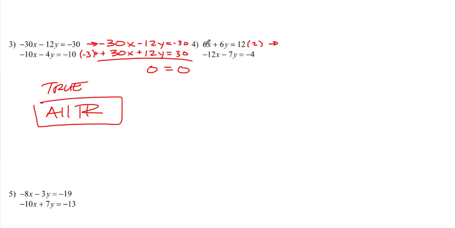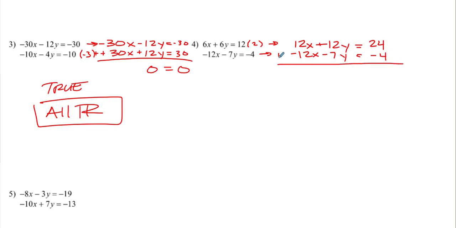Let's multiply this out. 6x times 2, 12x. 6y times 2, plus 12y. And then 12 times 2 equals 24. Then let's write this one underneath. Negative 12x minus 7y equals negative 4. Alright, let's go ahead and add these straight up.